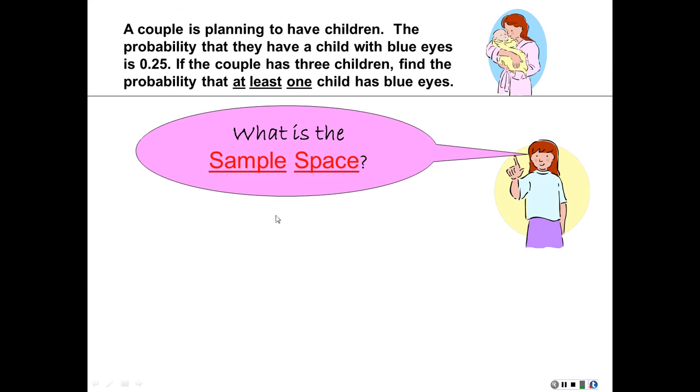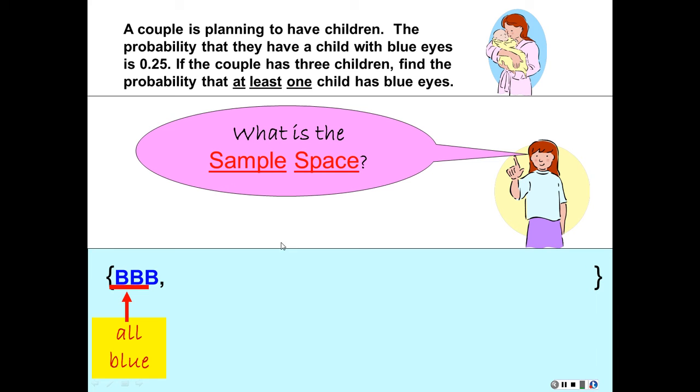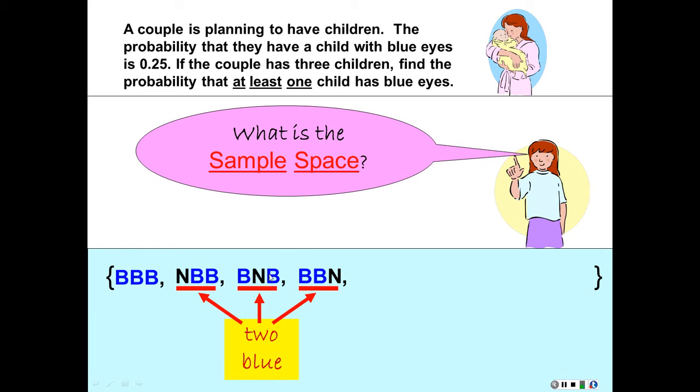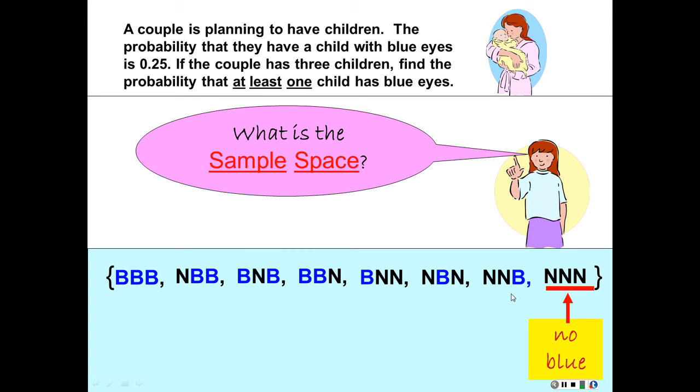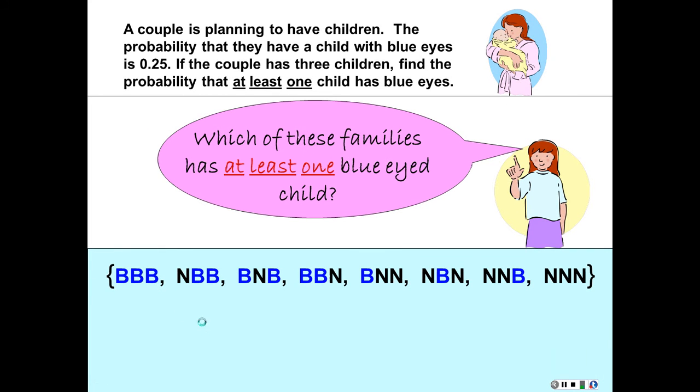Okay, so now what is the sample space here? Well, basically you could have all 3 have blue eyes, 1 not have blue eyes, 2 not have blue eyes, or all of them not have blue eyes. So this is the whole thing that could happen, all of the sample space. Now notice that each one of those has a probability attached to it, and we use the multiplication principle to do that.